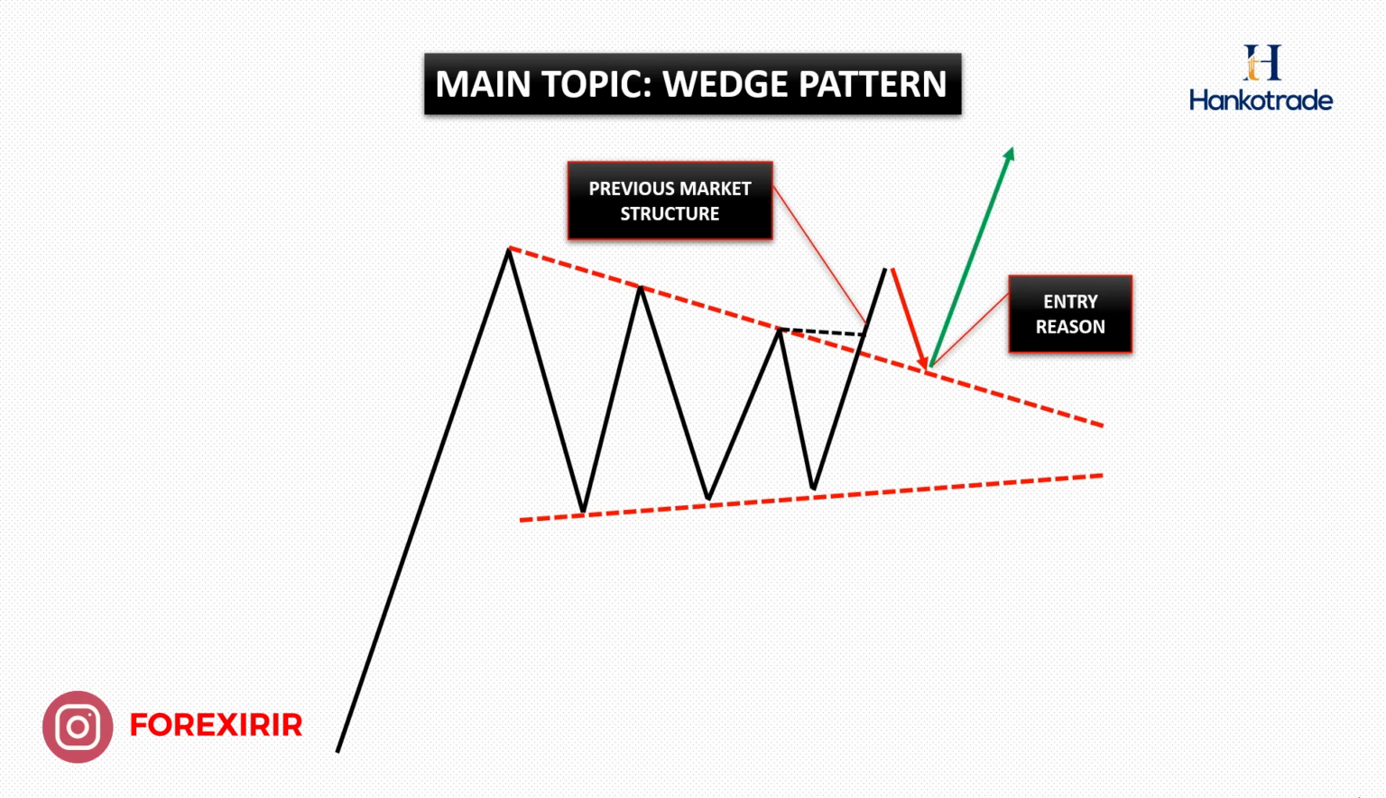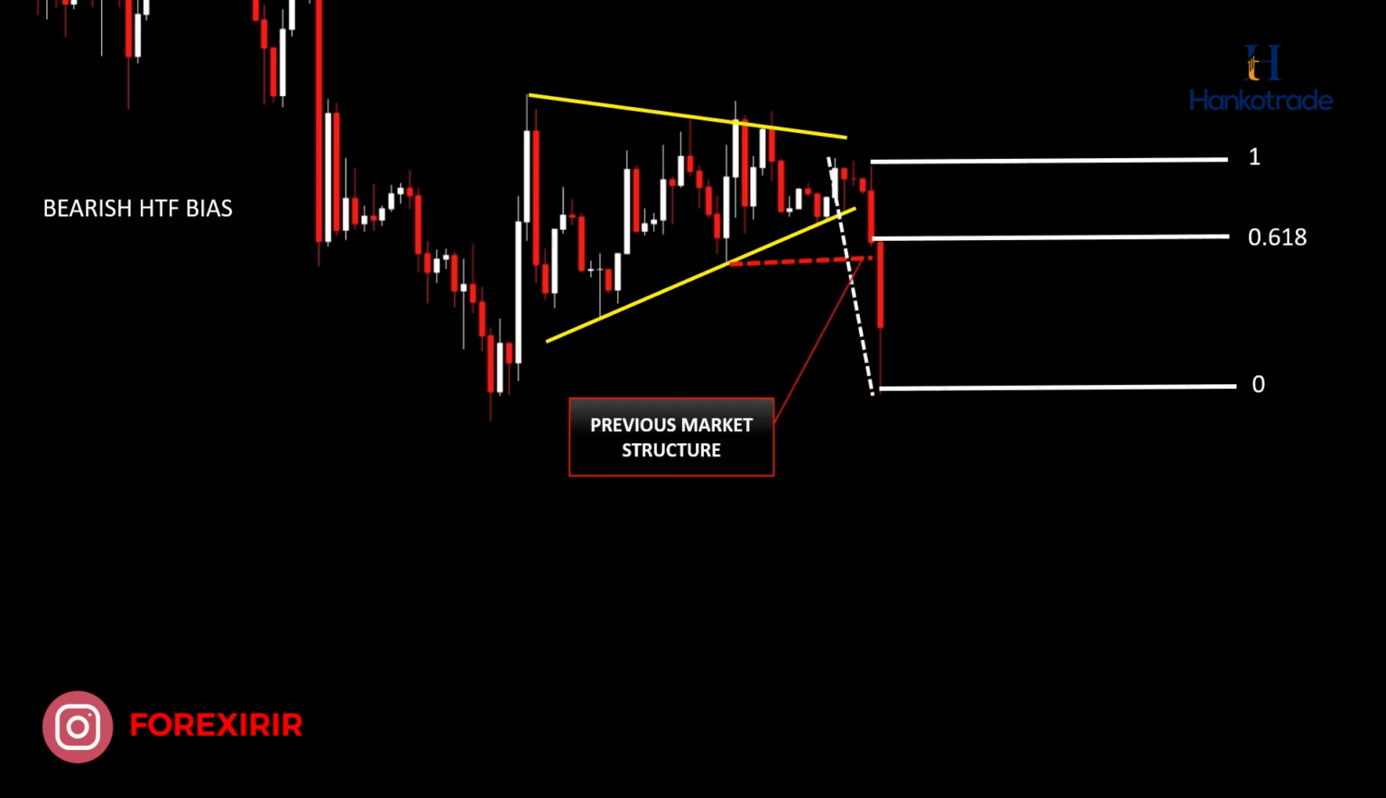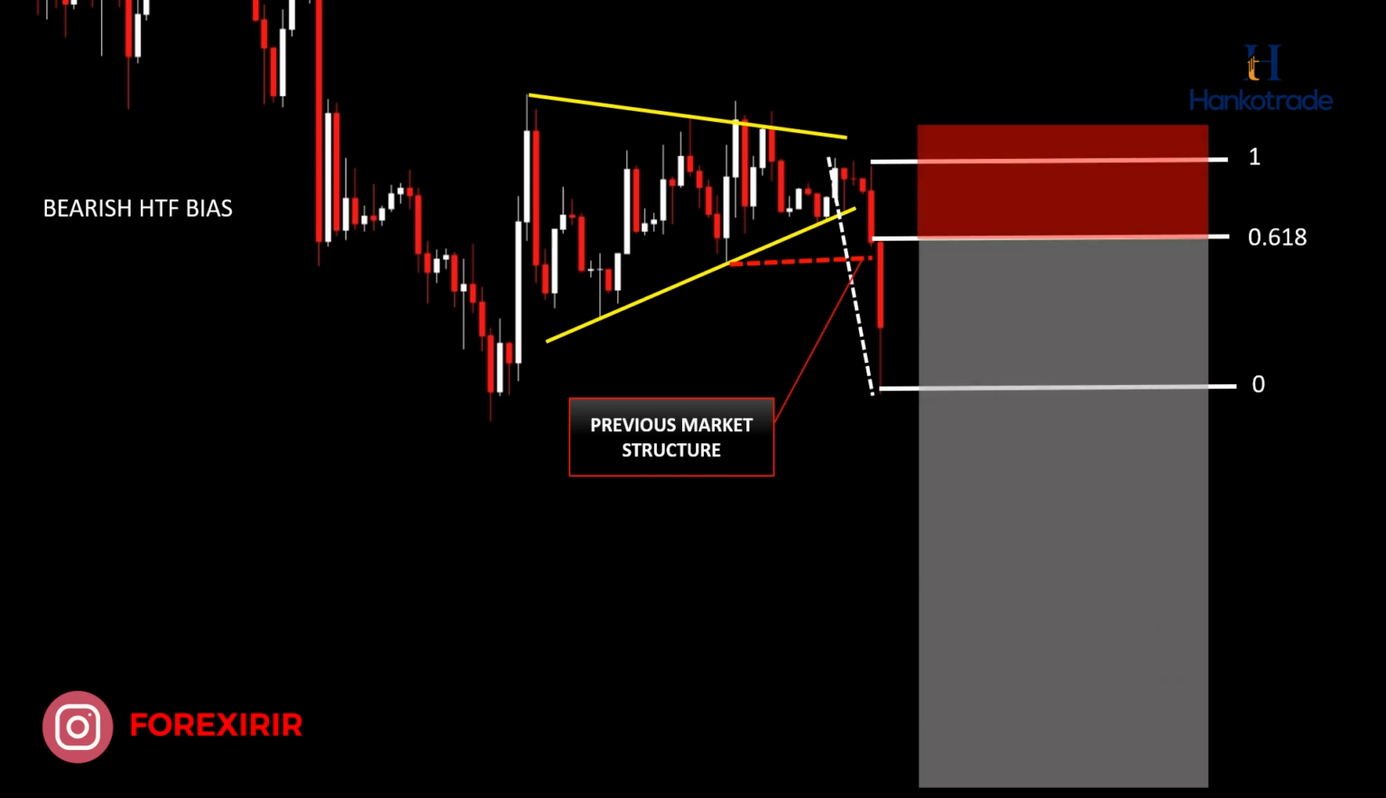On the 1-hour chart of gold, we have a bearish directional bias established by a higher time frame. Within this context, we can identify a wedge pattern, indicating a period of market indecision. Subsequently, the market breaks to the downside, signaling that sellers have taken control. Furthermore, we observe a break and close below the previous market structure, which serves as the second confirmation of this bearish trend. Now, let's apply the retracement tool and precisely place sell orders at the 618 Fibonacci level.